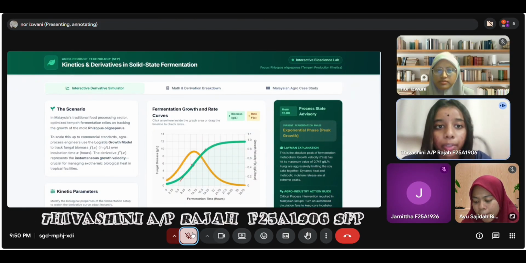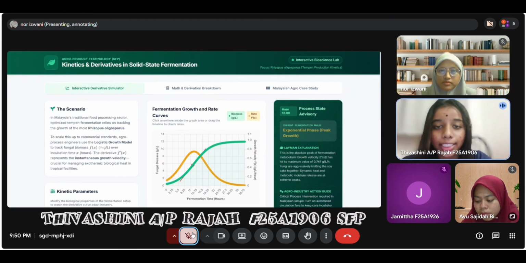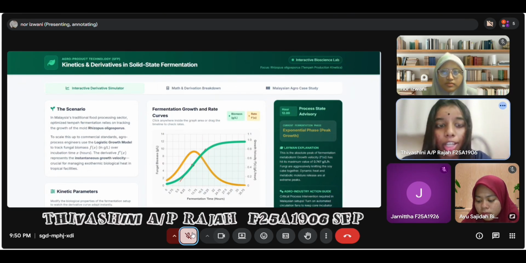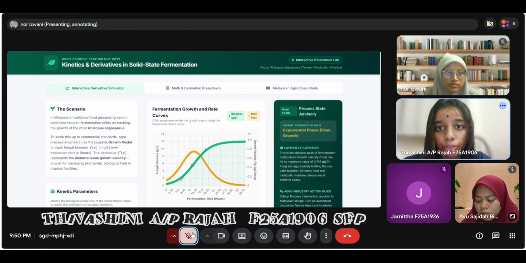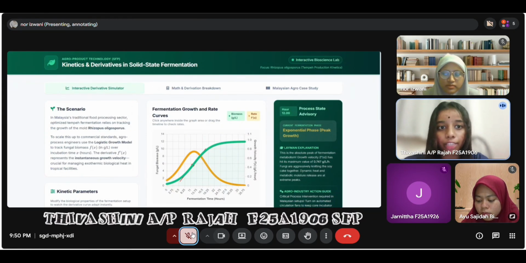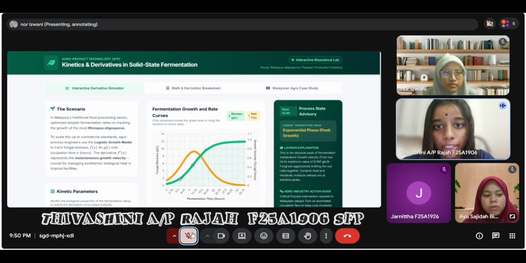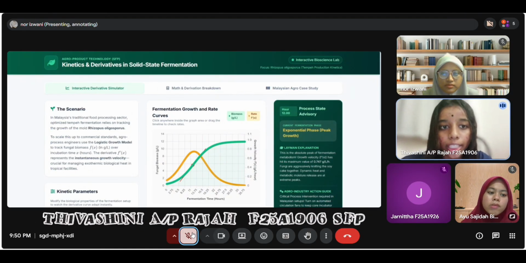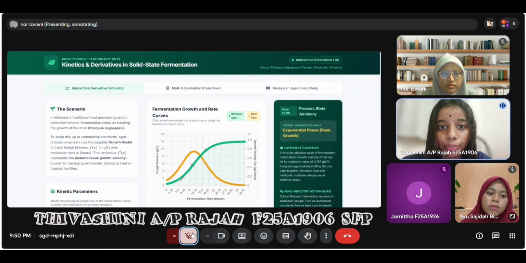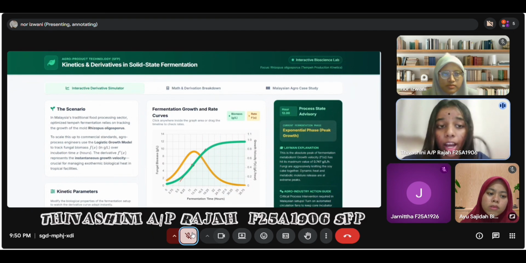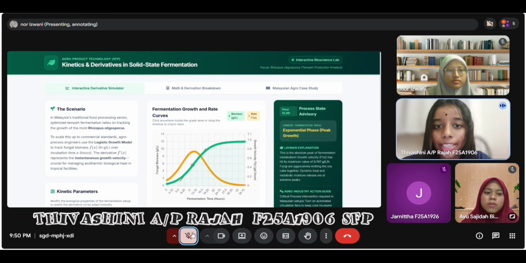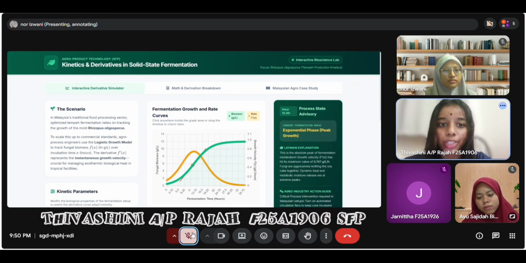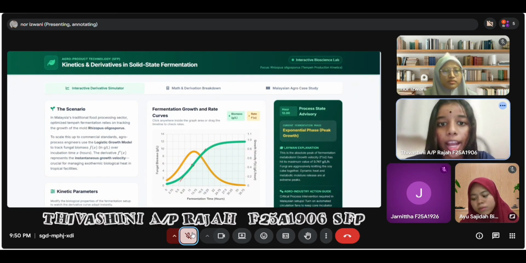Today, I will be presenting our project titled Kinetic and Derivation in Solid State Fermentation. This project focuses on the application of calculus, especially derivatives, in agro-product technology and the fermentation process. Our project is designed as an interactive bioscience learning platform. The main purpose of this project is to help students understand how fungal biomass changes during fermentation over time.